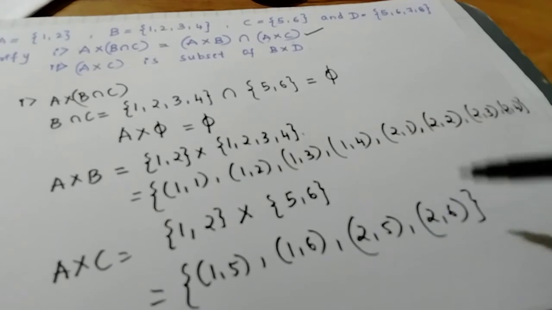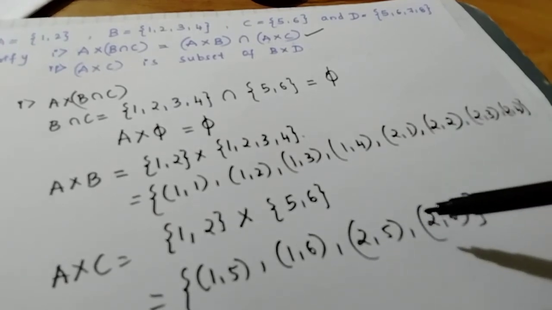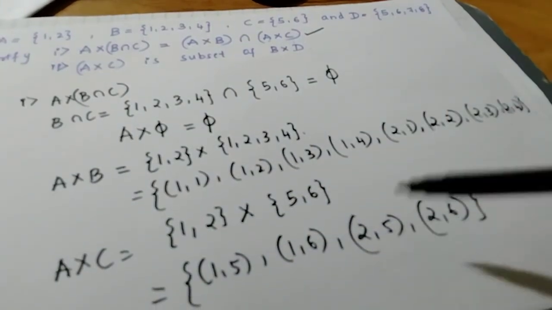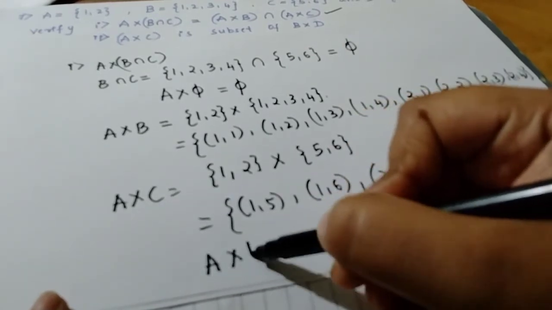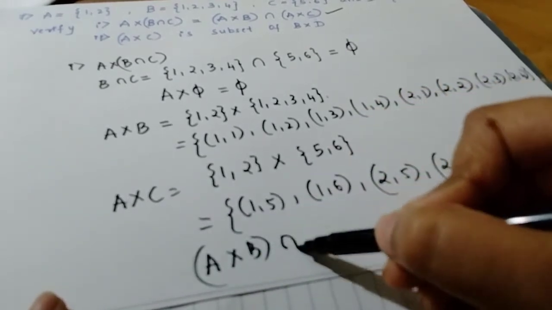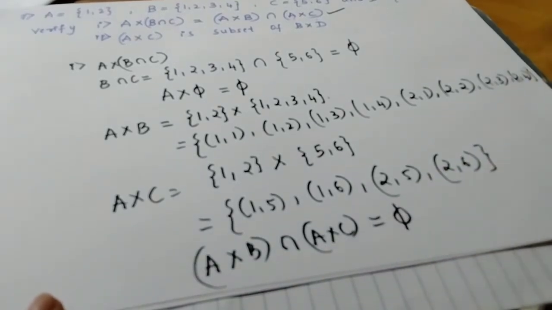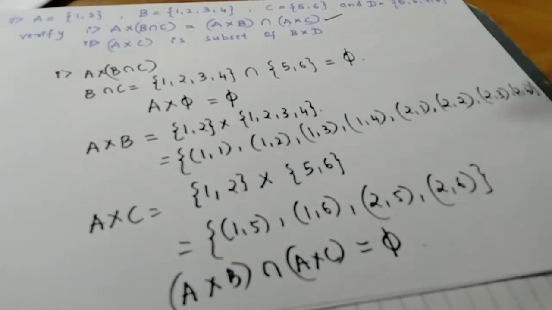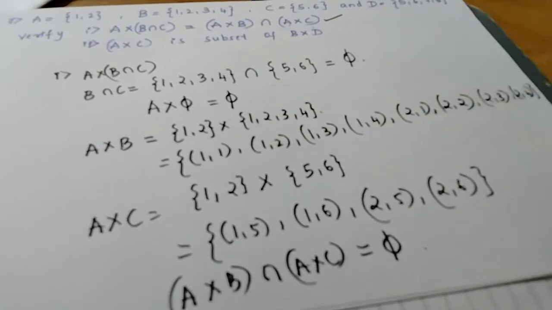A cross B and A cross C. Are there any common elements between these two? No. No ordered pair is common between A cross B and A cross C. Therefore, we can write A cross B intersection with A cross C is equal to what? Again a null set. So this is null set and this is also null set. So from these results we can say the first result holds good.